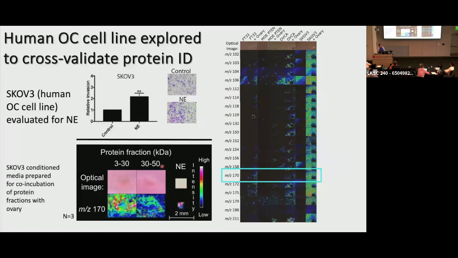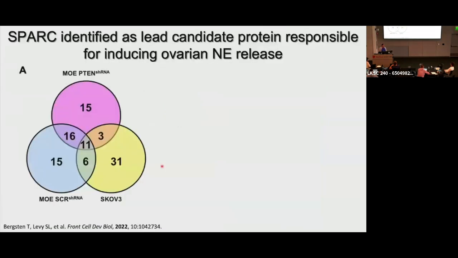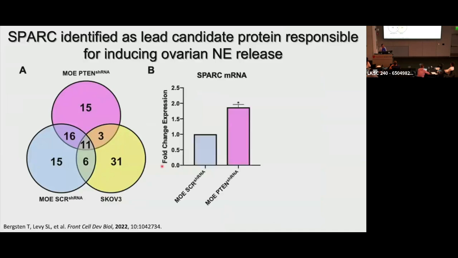So what we wanted to use was the human cell line as a cross-validation for how to narrow our proteomics list, confirming which protein we should be working on. When we composited all these results, it turned out Spark was still the winner.